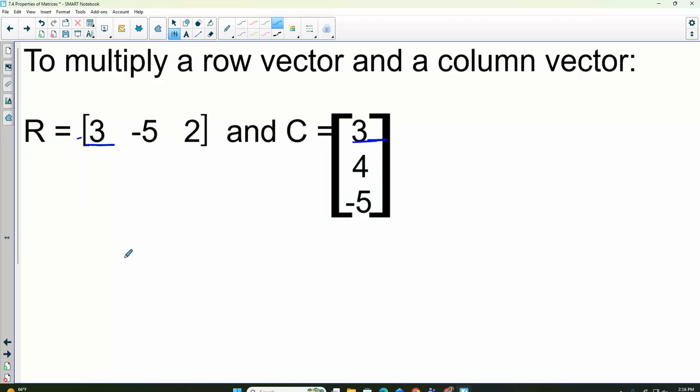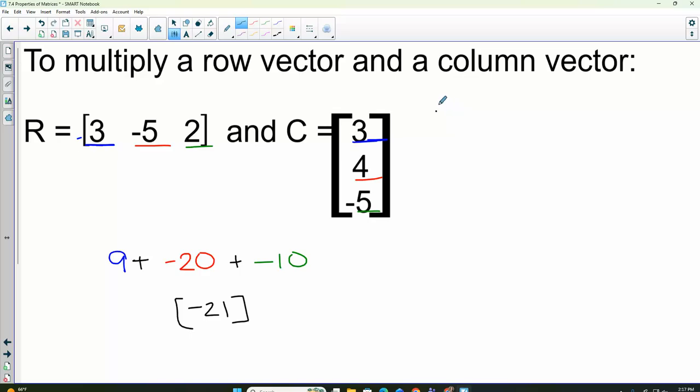So 3 times 3 is 9. Negative 5 times 4 is negative 20. 2 times negative 5 is negative 10. But then you add these together. And so when I add all those, I get negative 21. So what happened is I took a row times a column, and I just got a single number for my answer.